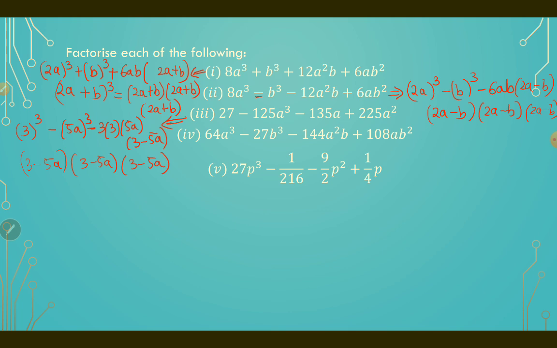The fourth one can be written as 4a the cube minus 3b the whole cube minus 3 into 4a into 3b the whole into 4a minus 3b. So this can be written as 4a minus 3b 3 times.